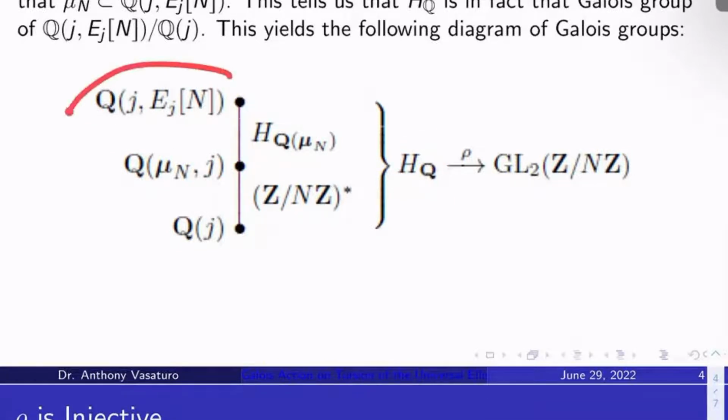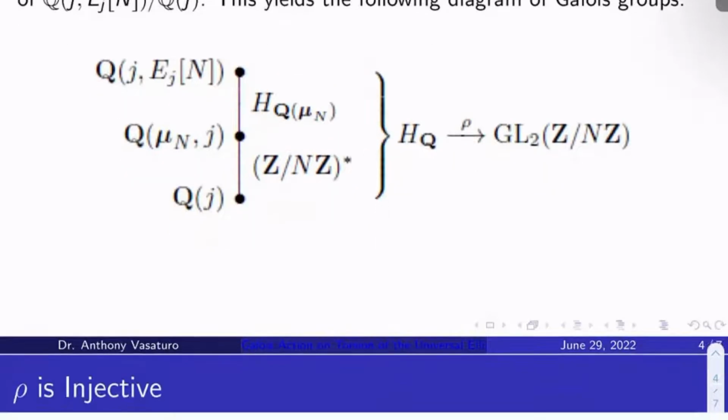I've got the Galois group of this first extension here, Q adjoin j and the n torsion of E sub j, over Q adjoin mu sub n and j. I'll call that Galois group H sub Q adjoin mu sub n. And then, of course, from basic algebraic number theory, I have the Galois group of Q adjoin mu sub n j over Q adjoin j. That's just going to be Z mod NZ star.